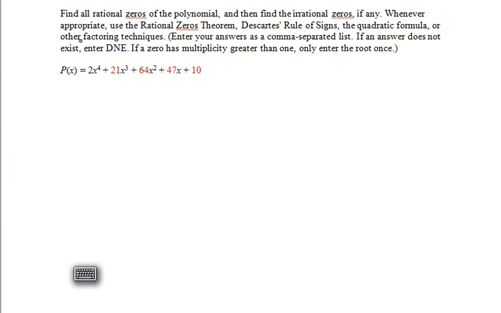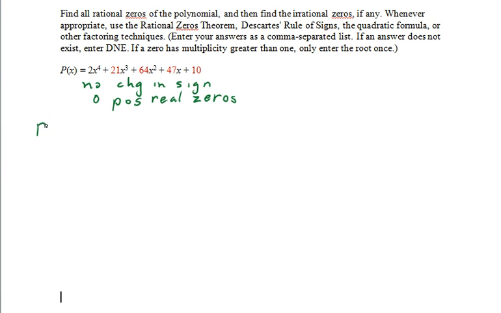So in this case, we notice that in p of x there are no changes in sign. So that tells us that we have 0 positive real zeros by Descartes' rule. So that will save us time. Now we're going to go to the rational zeros theorem, and when we think about the possible rational zeros, we will not be thinking about both the positive and negative. We'll just be thinking about the negative.